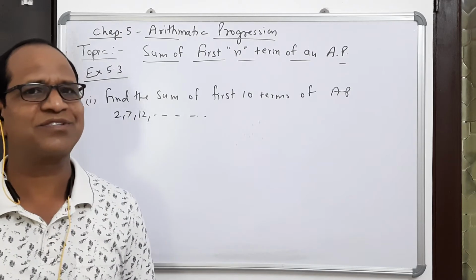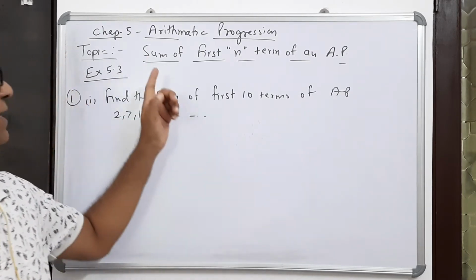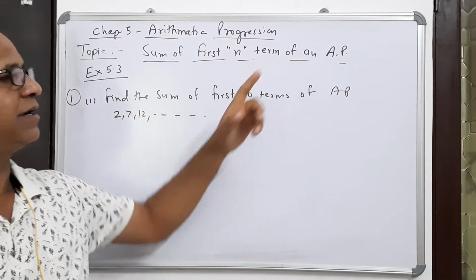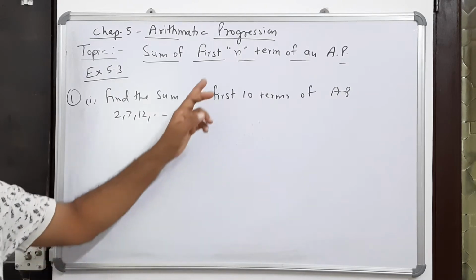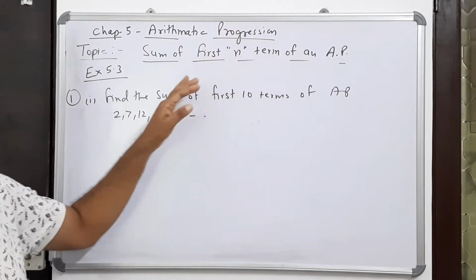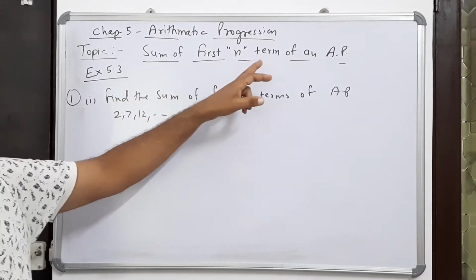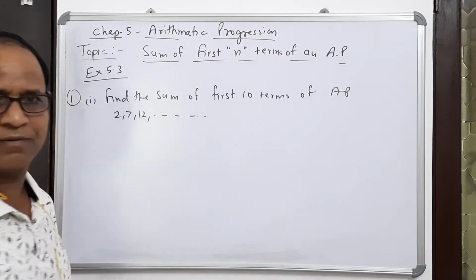Hello students, today I am taking a new topic in chapter number 5, and the name of the topic is sum of first n terms of an AP. In the previous topic we have taken the nth term of an AP. Now it is written here, the sum of first n terms of an AP. You can put plural here, terms, more than one.